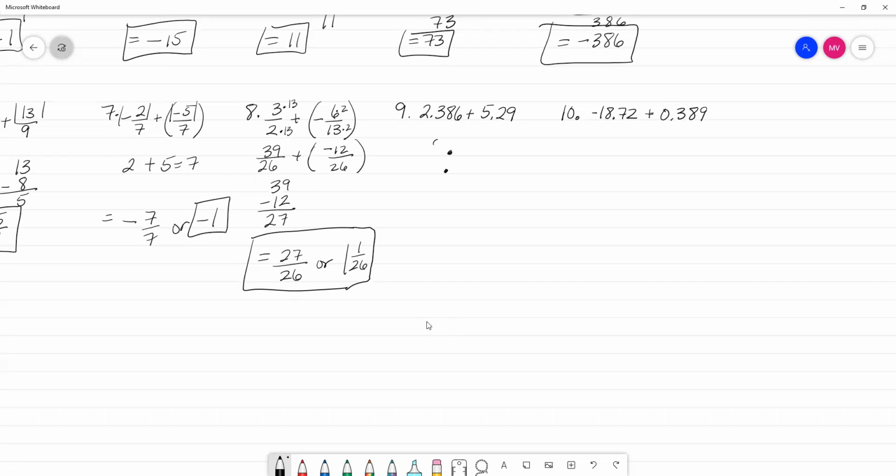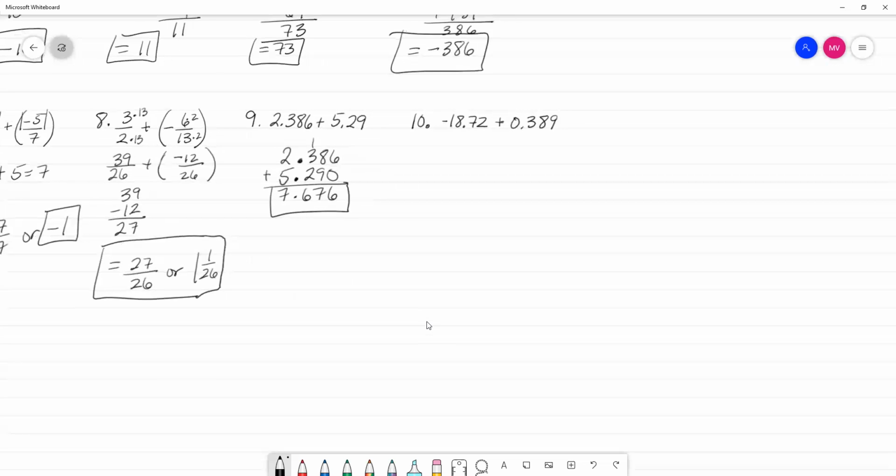So let's line up our decimal points. To add these properly, we have 2 and 0.386 plus 5 and 0.29. You can add a 0 there if you want to. But we're adding. So that's 6. 8 plus 9 is 17. Carry my 1. This becomes a 6. 5, 6, 7. So our solution is 7.676.